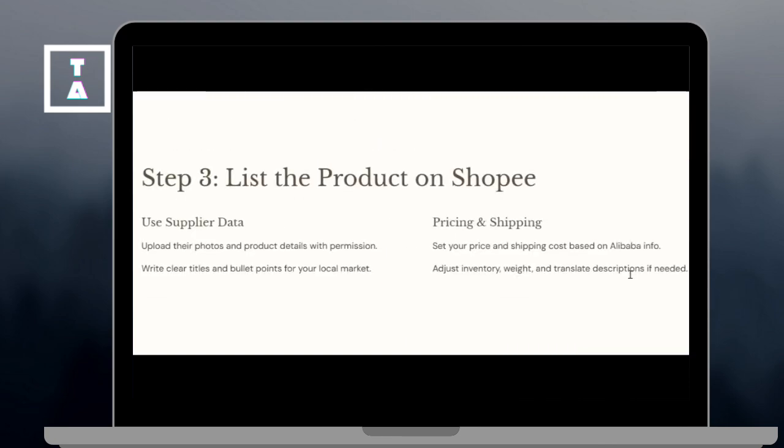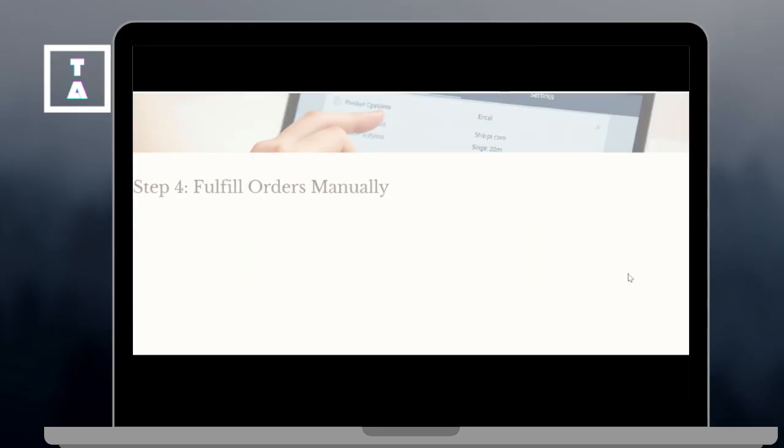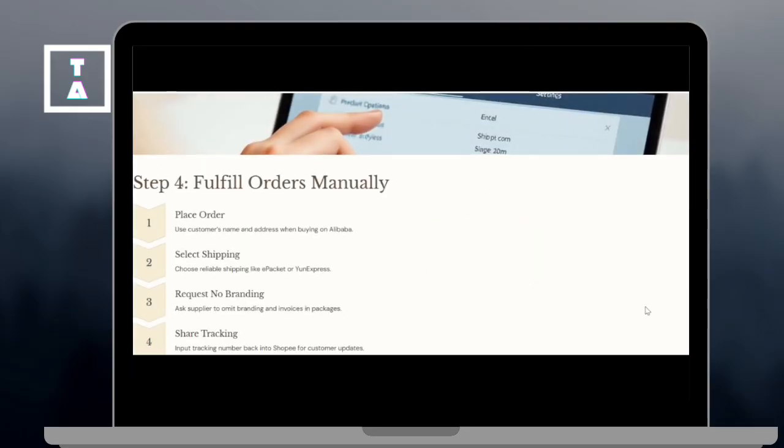And then after that, list the products on Shopee. Use the supplier's product photos and description with permission. Upload a clear image, write a compelling title, bullet points, and pricing. And also set inventory and weight based on Alibaba info and set shipping fee based on actual cost. Then translate to your local language if needed and adjust to your market.